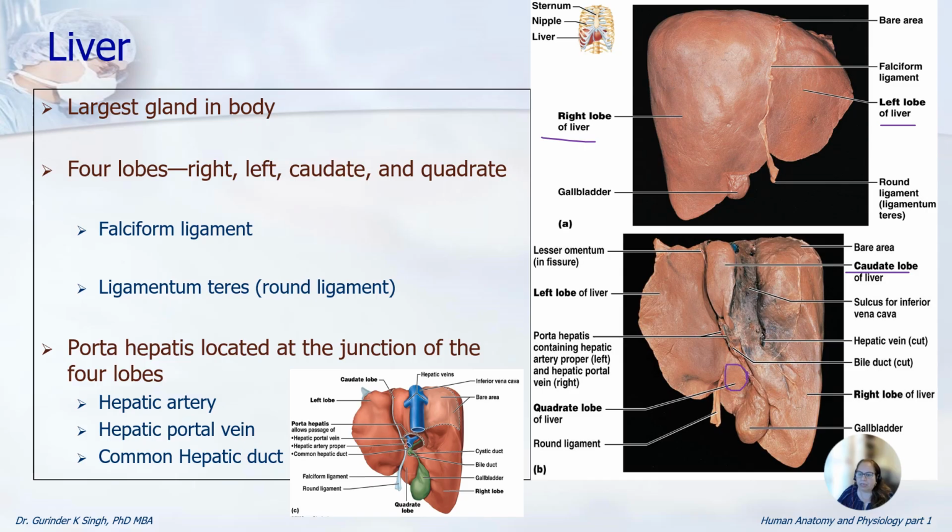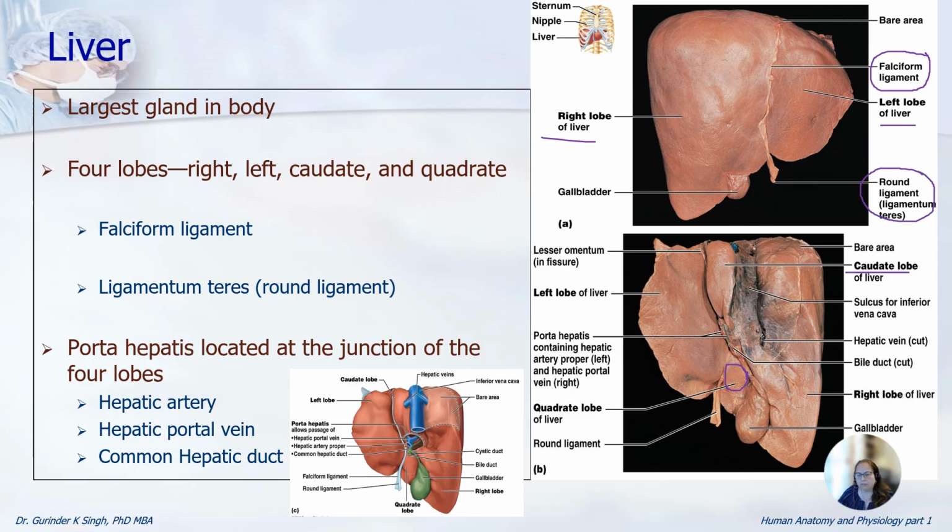Okay. The first lobes, the right and the left lobe, are separated from one another by a connective tissue ligament known as the falciform ligament. And the falciform ligament, at the base of it, ends into what we call the round ligament, also known as ligamentum teres.